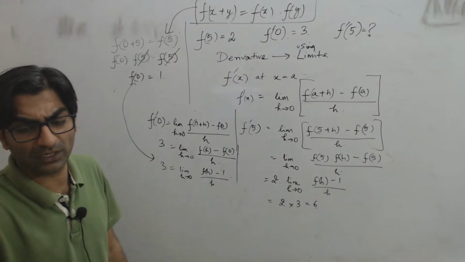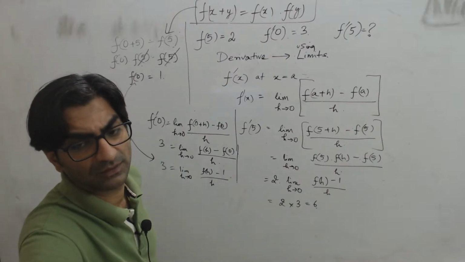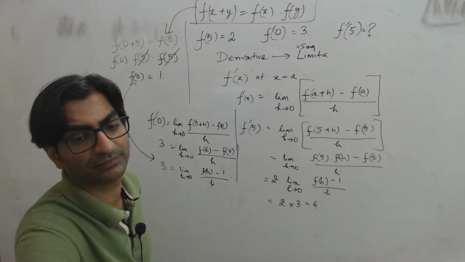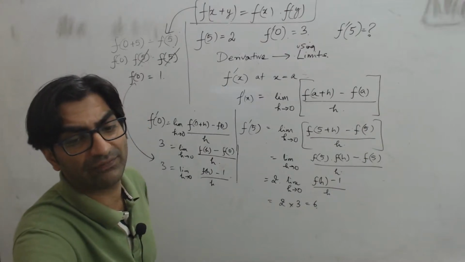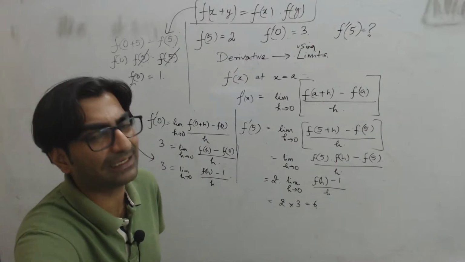Can't we use product rule? You can if you did know... no, you can't differentiate constants, Anshuman, that's the problem. You can't say f dash of 5 will be f dash of 5 plus 0, so it will be f dash 0 into f dash 5. That doesn't make sense, right?